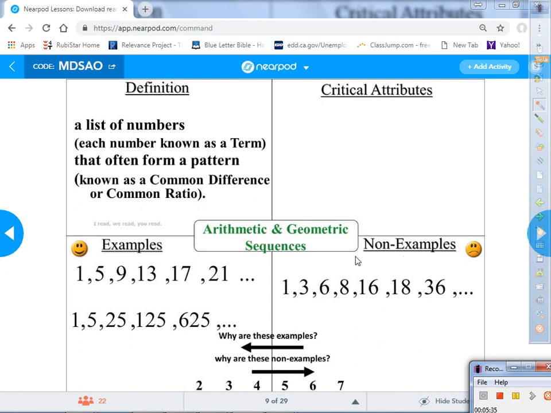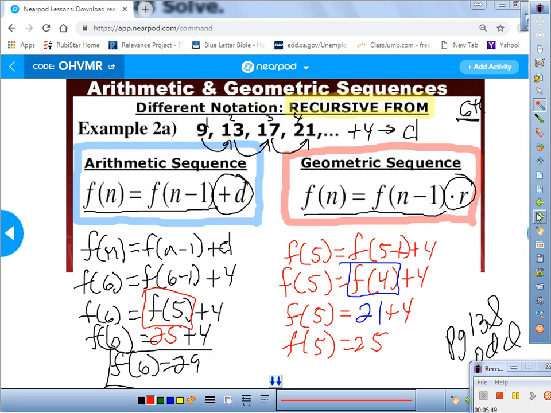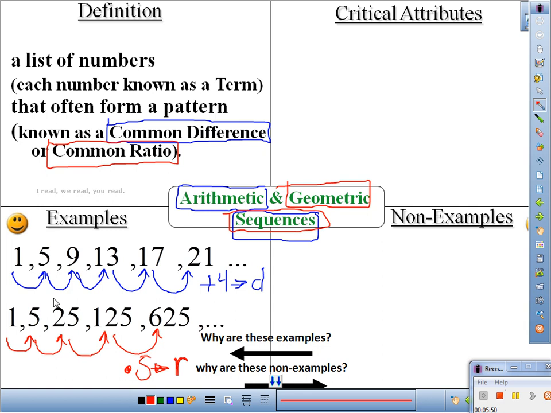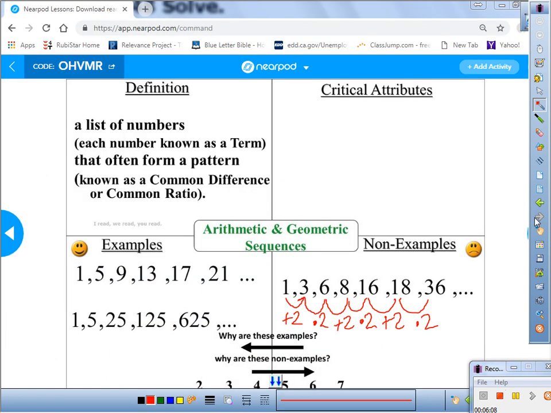Okay, did everybody copy the non-example? All right. So here we go. Look at the non-example. Now for the other two, did we find a pattern for the top one? Yes, and we found out that it was an arithmetic sequence because they're adding all the way through. The second one, we found a pattern which was multiplying all the way through. That's why we called it the what? Geometric sequence. So now we arrive here at this one.